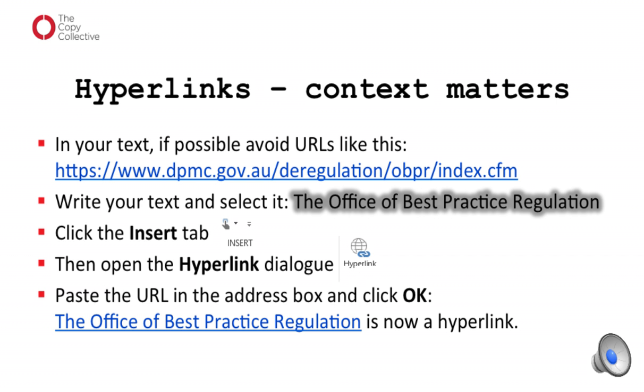So in your text, if possible, avoid URLs like this. Write your text and select it, the Office of Best Practice Regulation, and let that be the hyperlink. Click the Insert tab, then open the hyperlink dialog, paste the URL in the address blocks and click OK. There you see, it's now a hyperlink.